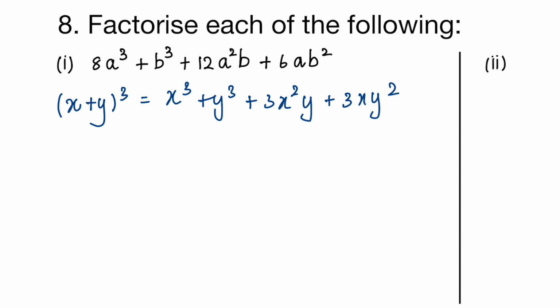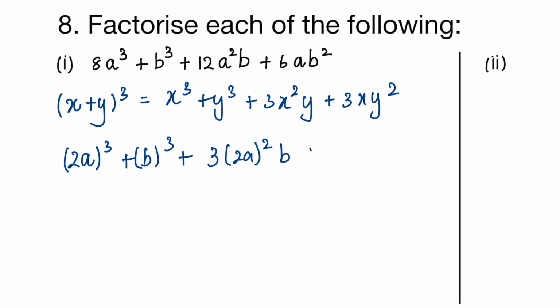Now with this, you are going to factorize this. So this 8a cube can be written as 2a the whole cube. Right, and b cube is just simply b cube. And this 12a square b can be written as 3 into 2a the whole squared into b. Right, it can be written that way. And this 6ab square can be written as 3 into 2a into b squared.